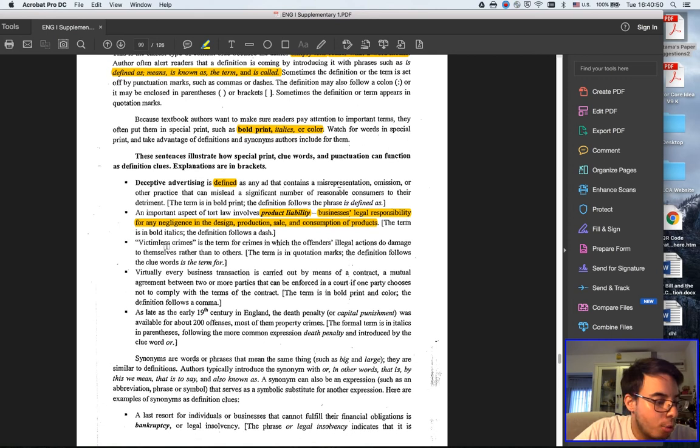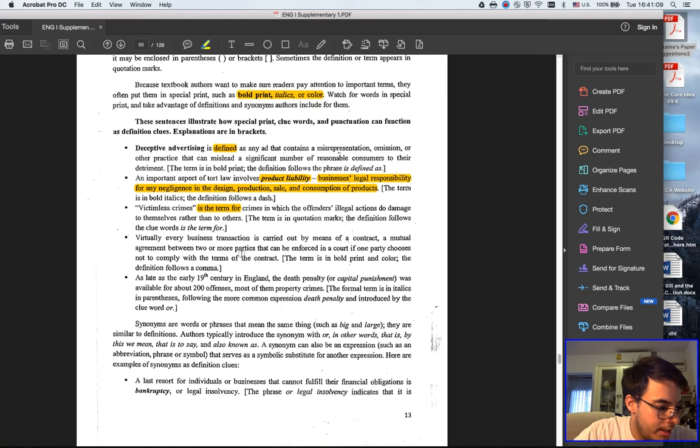Now, victimless crimes. Notice I say is the term for crimes. Is the term is saying that is defined as. So victimless crimes is crimes in which the offender's legal actions do damage themselves rather than others.